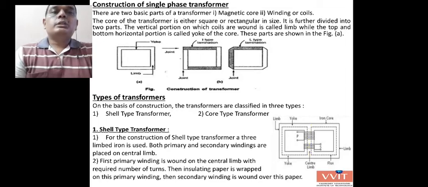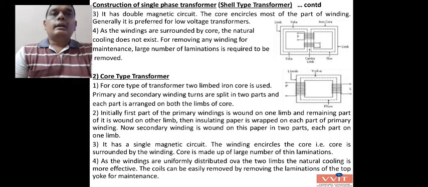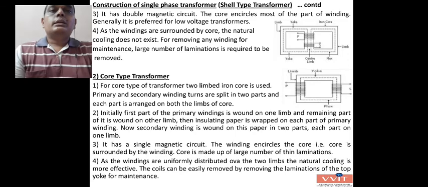First the primary winding is wound on the central limb with the required number of turns. Then insulation paper is wrapped on the primary winding. Then the secondary winding is placed on this paper. That means both windings are placed on the central limb itself. And the third point here is that it has a double magnetic circuit.